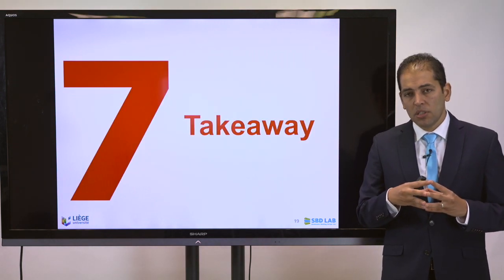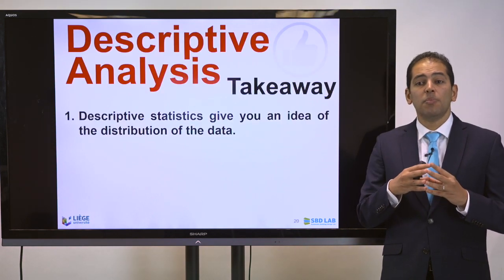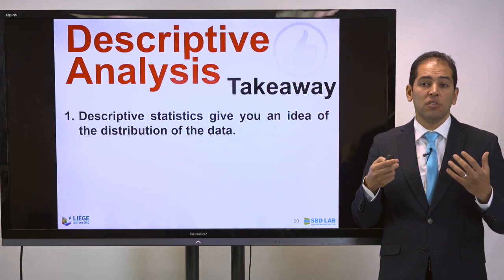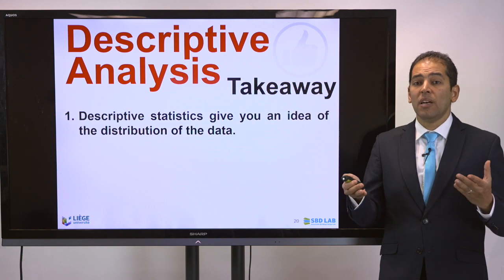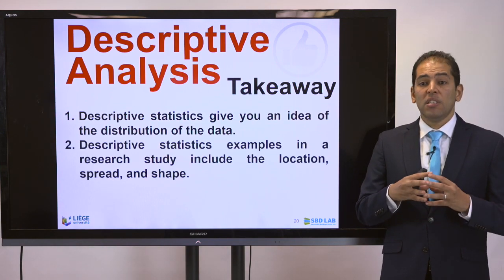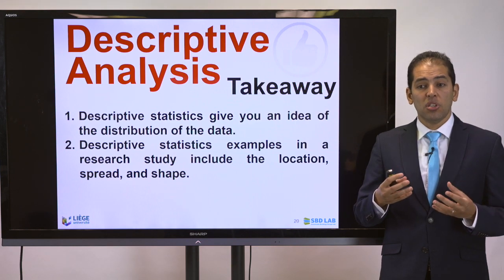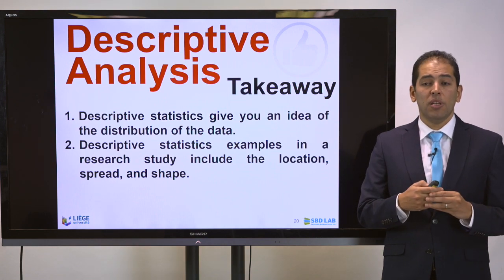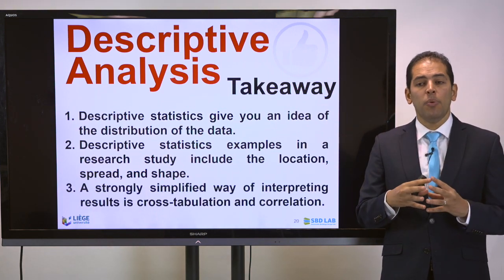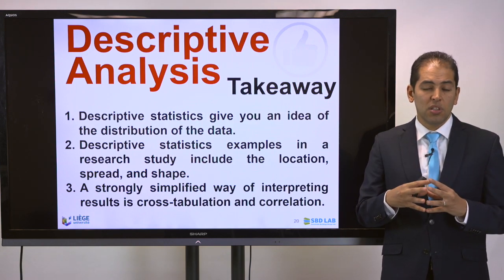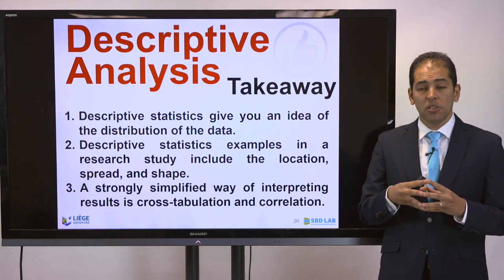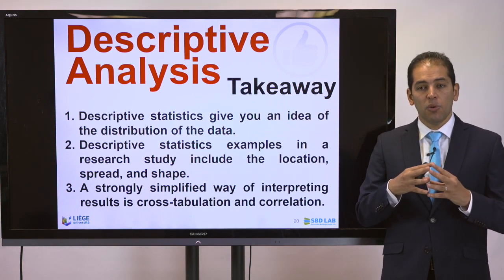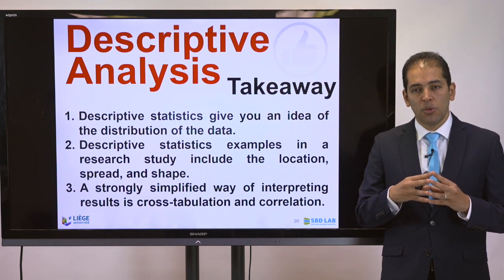Now some takeaway messages before I leave. First of all, descriptive statistics give you an idea of the distribution of the data and allow you to better characterize it and understand it. It can be done on the level of your sample, and it can be done on the level of the population. Descriptive statistics examples in a research study include the location, the spread, and the shape, like we described, and also the cross-tabulation could be part of it. And a strongly simplified way of interpreting the results is the cross-tabulation and the correlation, because they can allow you to better visualize the results and bring them forward to any person who will benefit from your analysis.